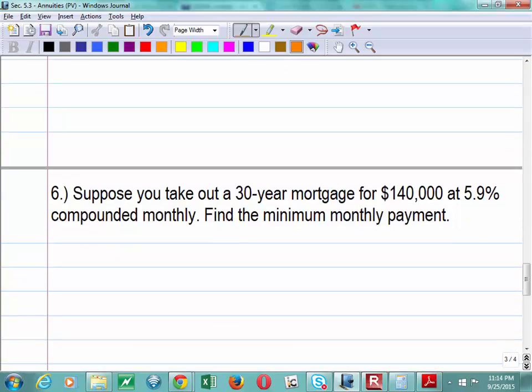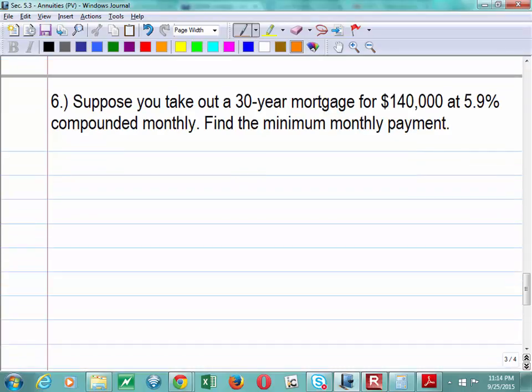Alright, suppose you take out a 30-year mortgage for $140,000 at 5.9% compounded monthly. Find the minimum monthly payment. So we're looking for that R. Our present value is 140,000. T is 30. Little r is 0.059. It's monthly, so M is 12.